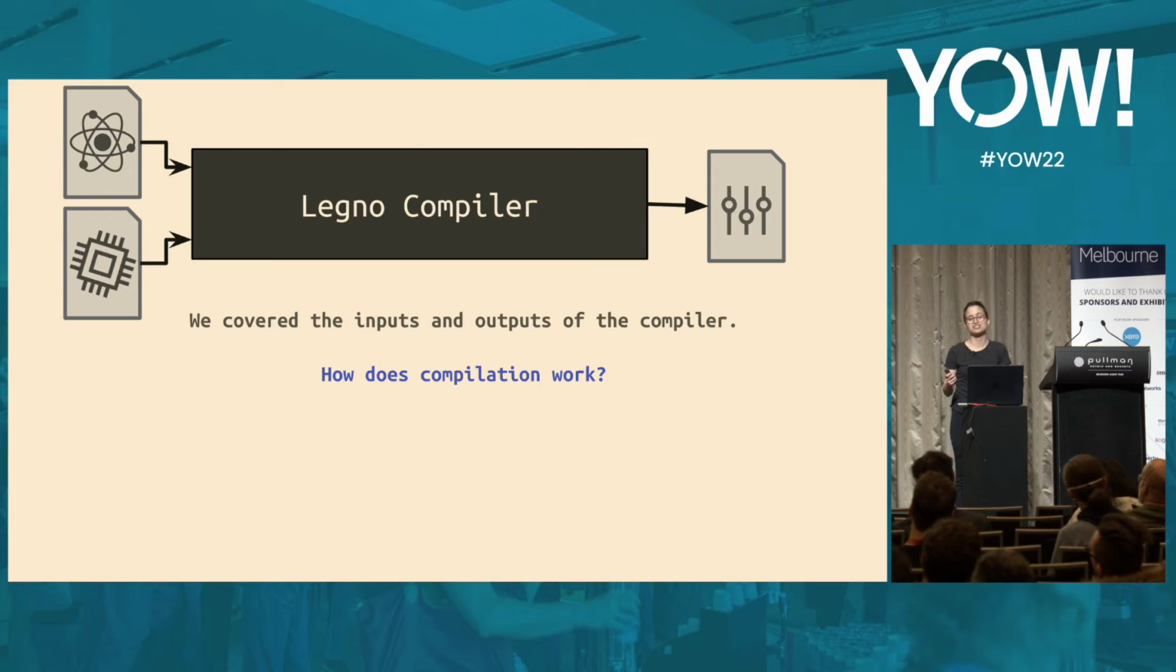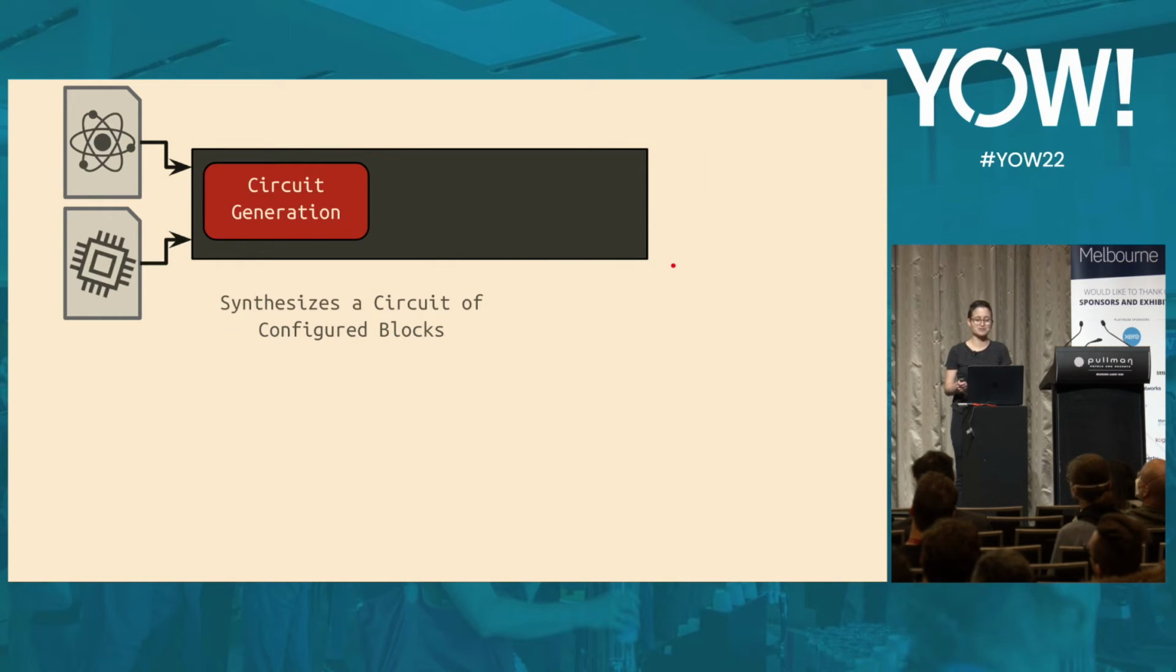Next, we'll talk about how compilation actually works. So we're going to talk about the middle here. How do we get from here to here? We're going to talk about it first at a high level, and then we're going to do a deep dive. So the first step of compilation is circuit generation.